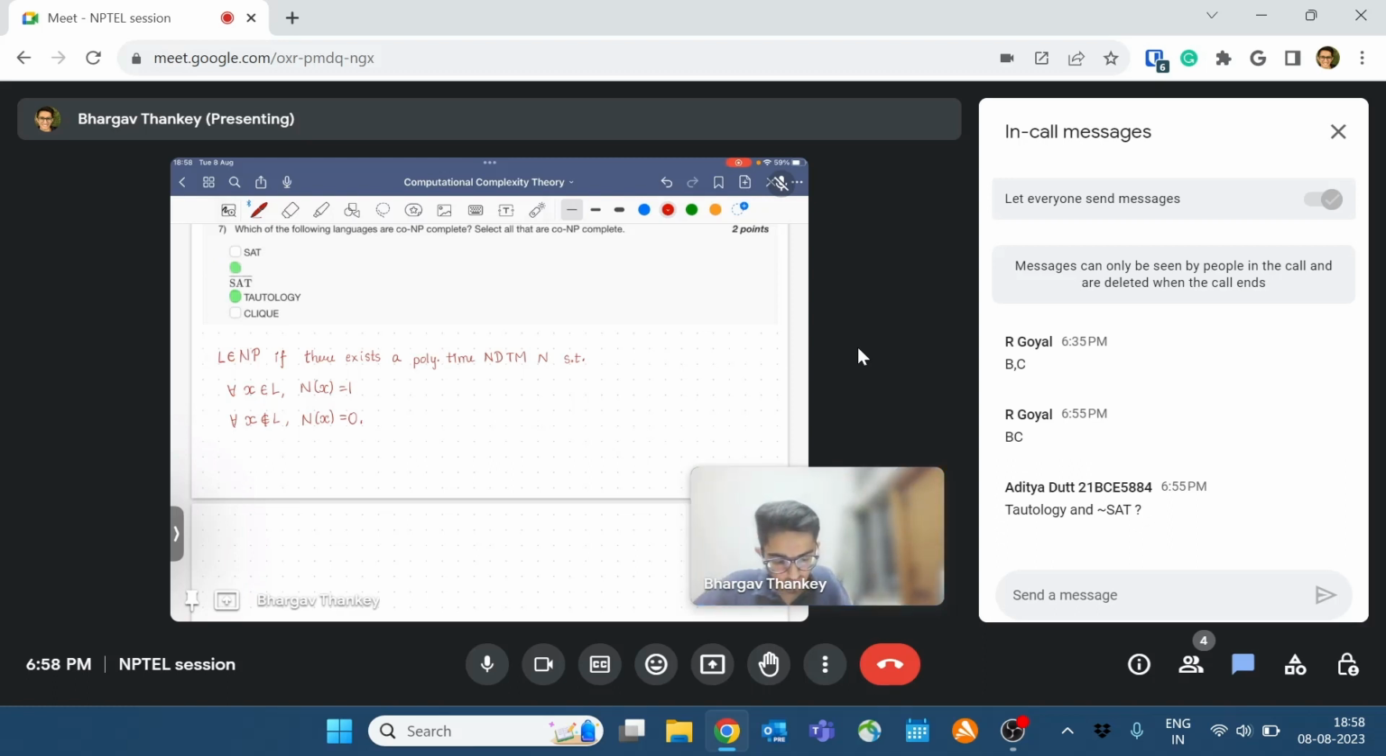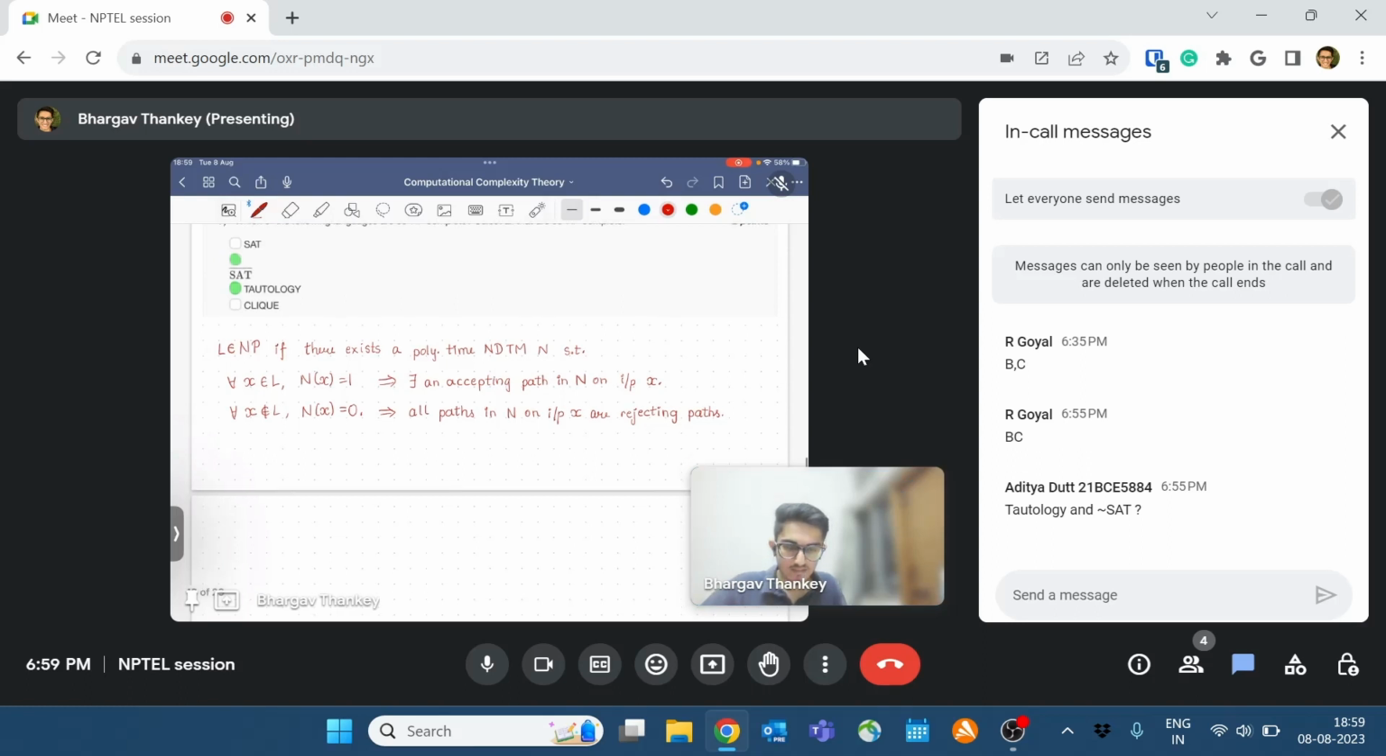Now, what does this statement mean? There exists an accepting path in N on input x, and for no path, or rather all paths in N on input x are rejecting paths. Okay, once we have this, now what's your doubt?